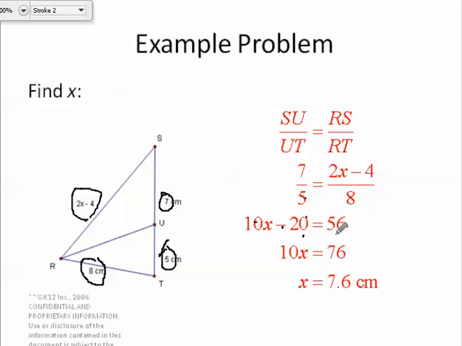Add the 20 to both sides. 10x is equal to 76. x is equal to 7.6. So we found what x is. Can we find this side over here? Sure, that's 2x minus 4. 15.2 minus 4, that's 11.2. Woohoo.